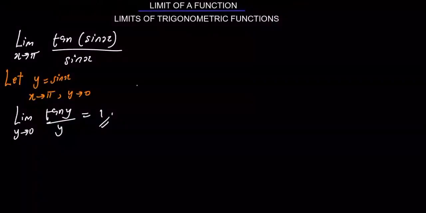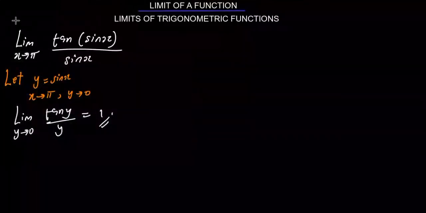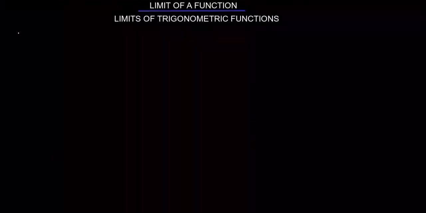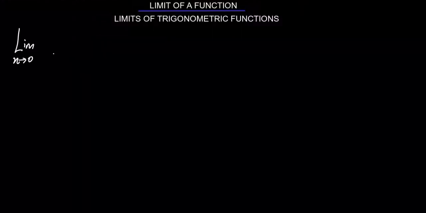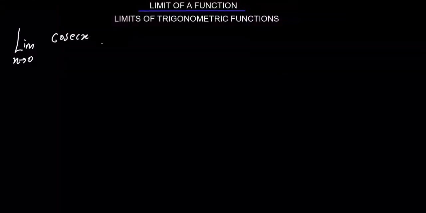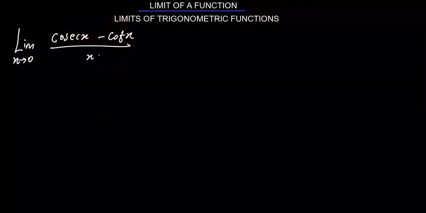So lastly, the last problem for today is this. If I have the limit as x tends to 0 of cosec x minus cos x all over x.